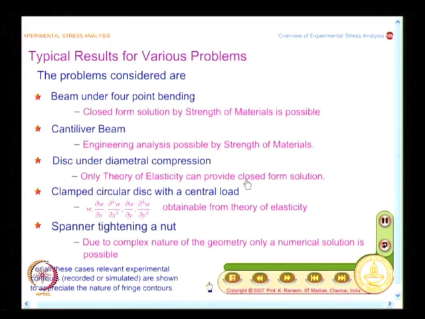Let us continue the discussion on overview of experimental stress analysis. We have discussed in the last class the problems considered are beam under 4-point bending, cantilever beam, and the point to note here is when I do an analytical method, I am able to get the stress field, I am able to get the strain field, I am also able to get the displacement field.